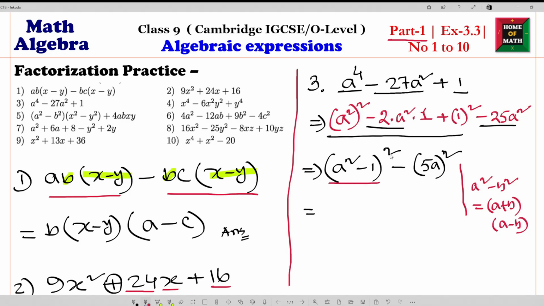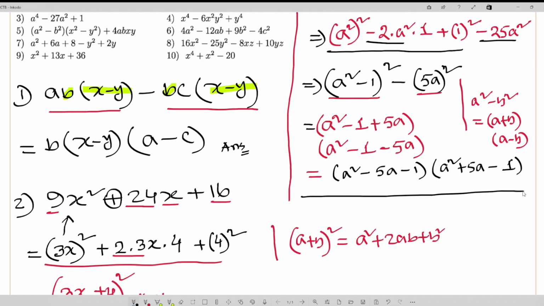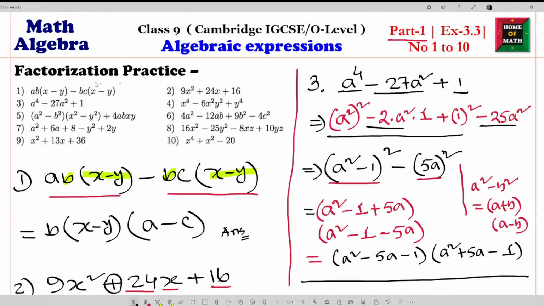Here, this one is a² and this one is b², so we can write a + b, it means (a² − 1 + 5a), and then a − b, so (a² − 1 − 5a). Okay, now we can arrange like (a² − 5a − 1)(a² + 5a − 1), and this is our answer. Okay, so number 1, 2, 3 done. Our target, in this video we will try to solve at least 10 maths.